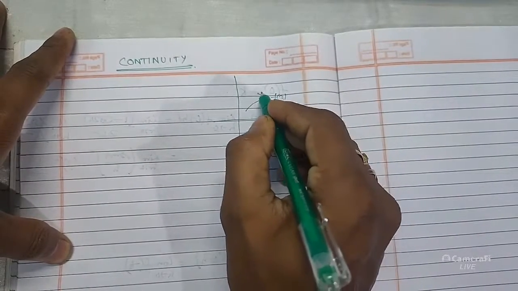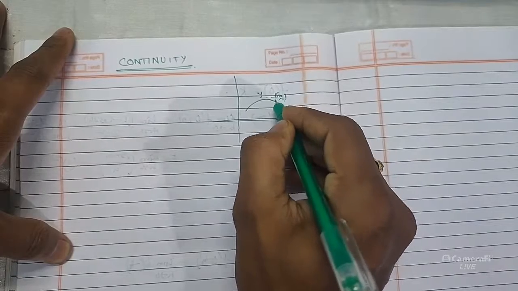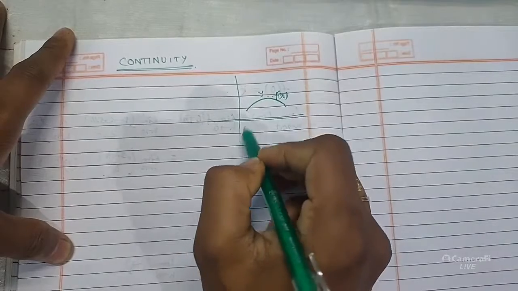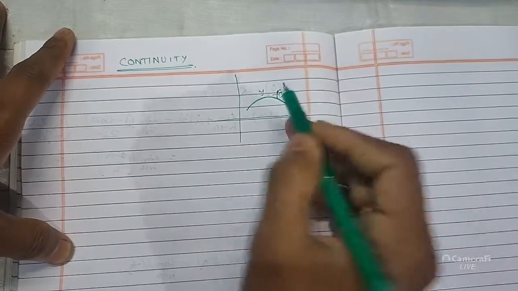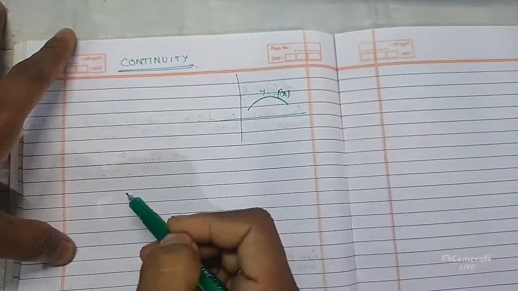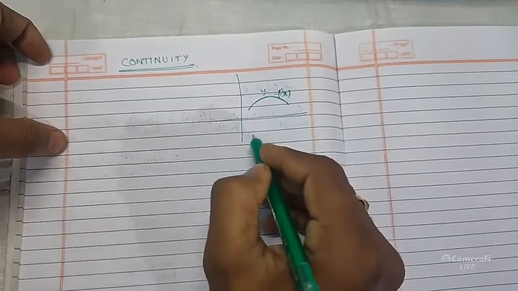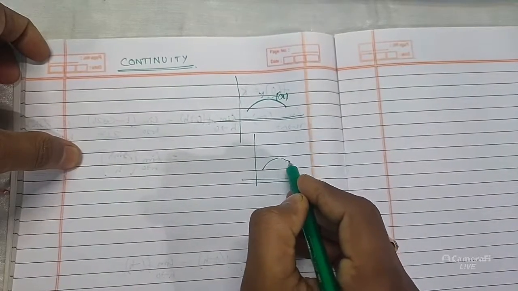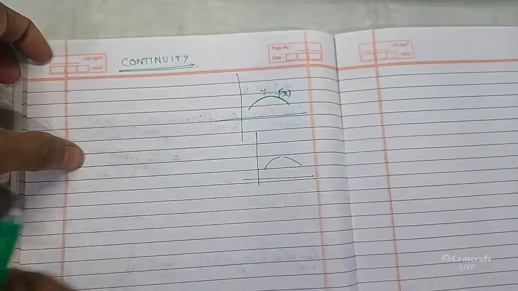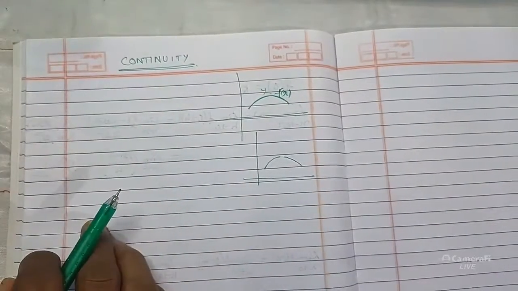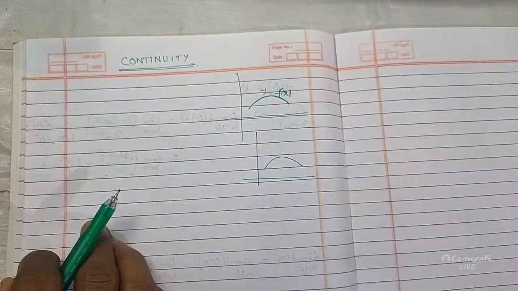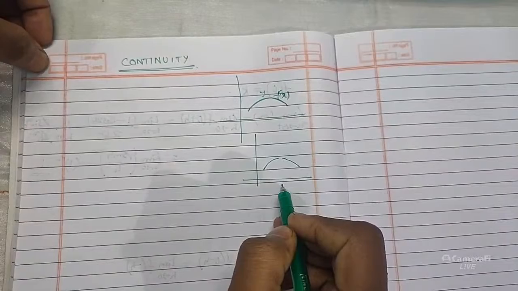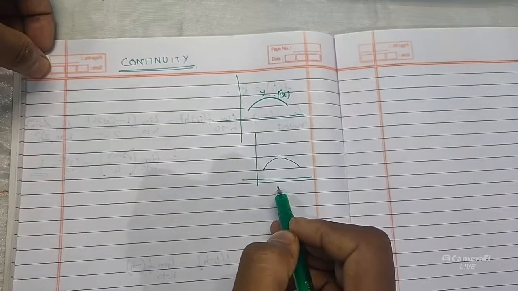So if y equals f(x) is a function, and we can draw it in the coordinate plane without lifting our pen, then it is said to be continuous. If somewhere on this curve there is a break point, then the function is not continuous. Whenever we discuss continuity of a function, we have to check at a particular point whether the function is continuous or not.